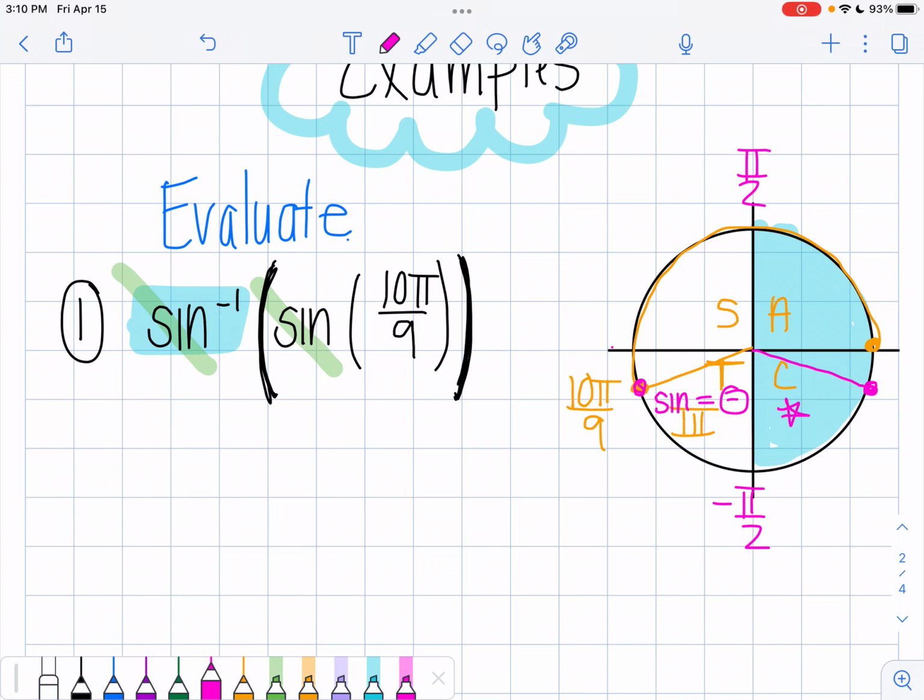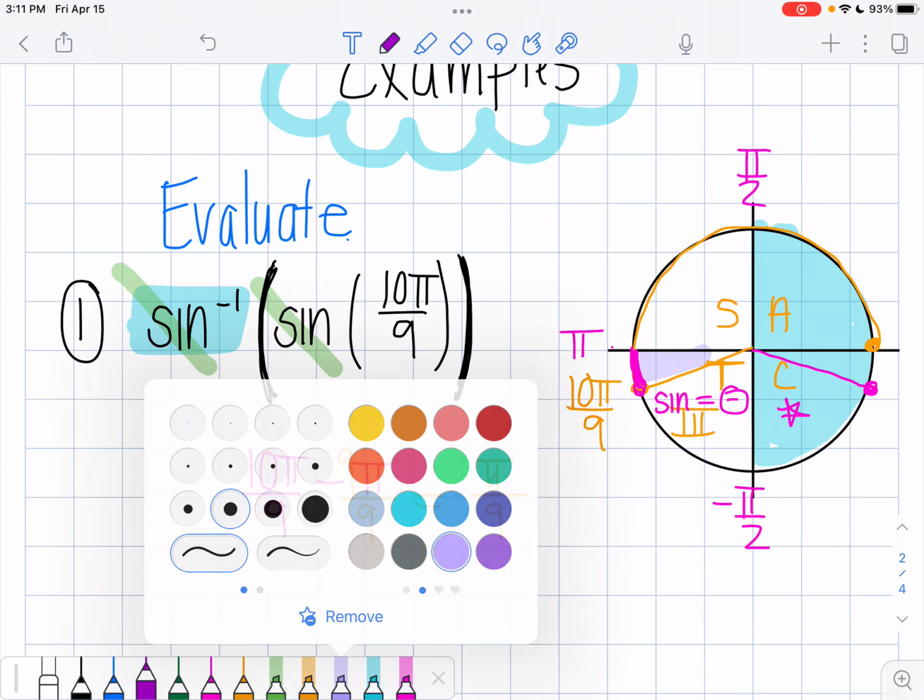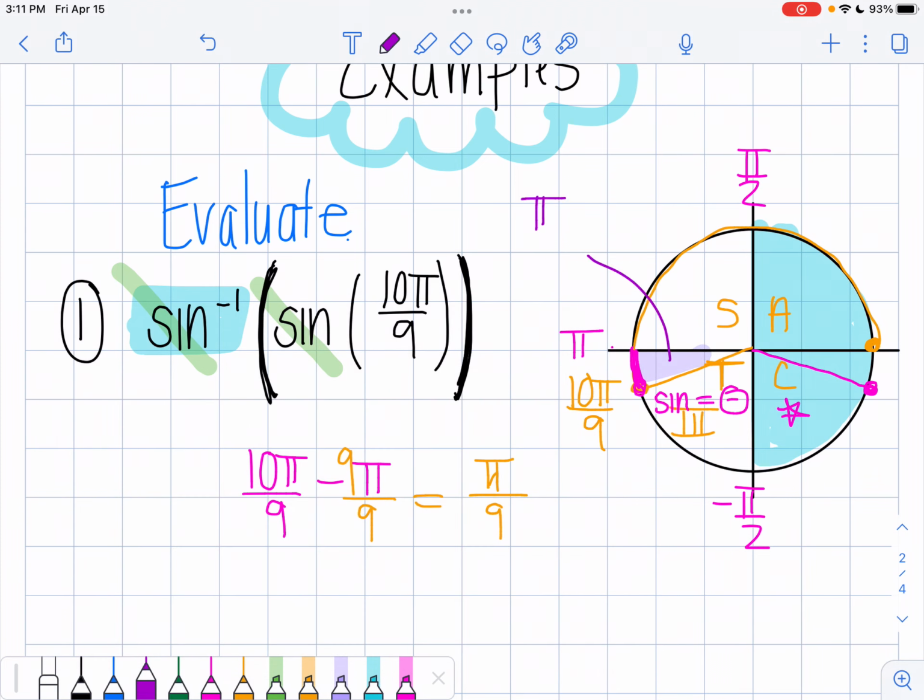So what do I have to do? I have to find out this distance. What is my angle here, or my reference angle? We know that this is pi, so I'm going to take 10 pi over 9, and I'm going to subtract pi. So to make a common denominator, I would have to multiply the top and the bottom both by 9, and 10 pi minus 9 pi is equal to pi. So this angle right here, we'll color it in purple, is going to be pi over 9.